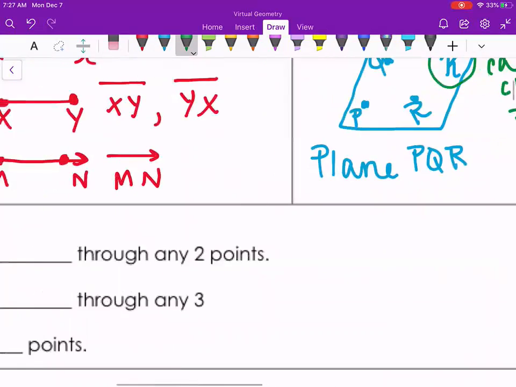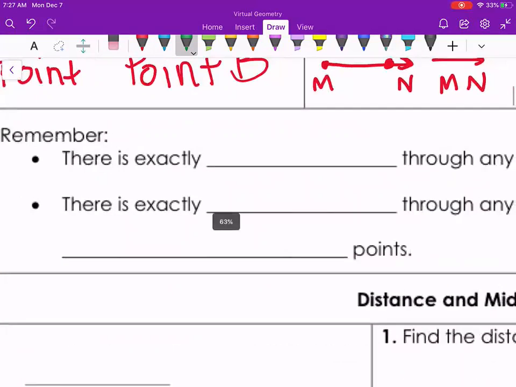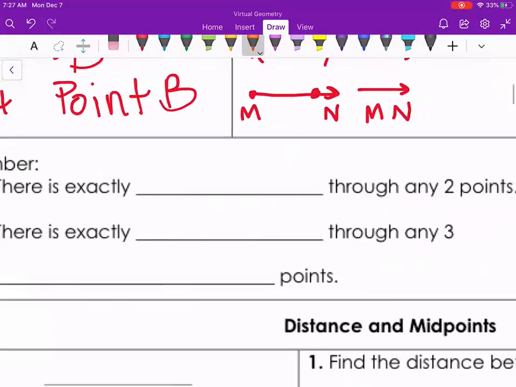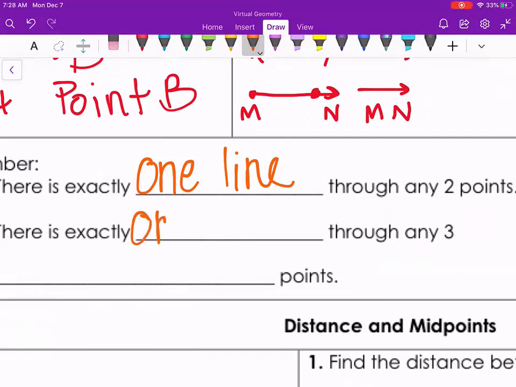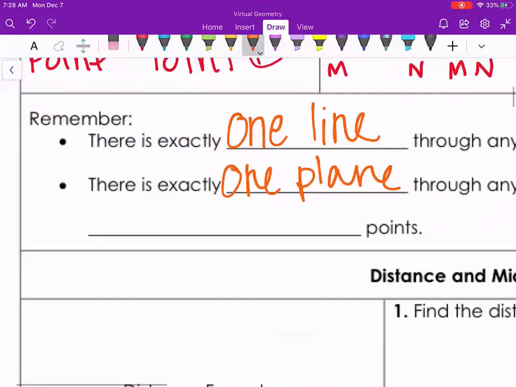There were some postulates that we needed to remember here to make up a line and a plane specifically. And that is the fact that there is exactly one line through any 2 points, and there is exactly one plane through any 3 non-collinear points.